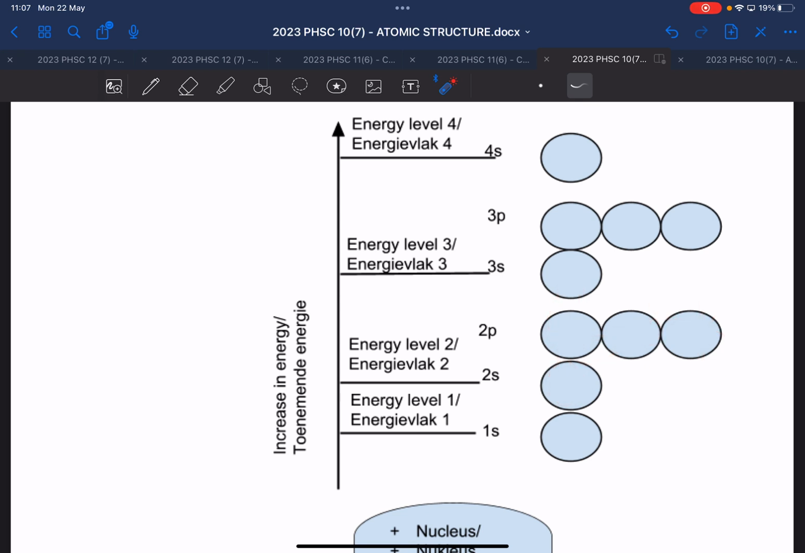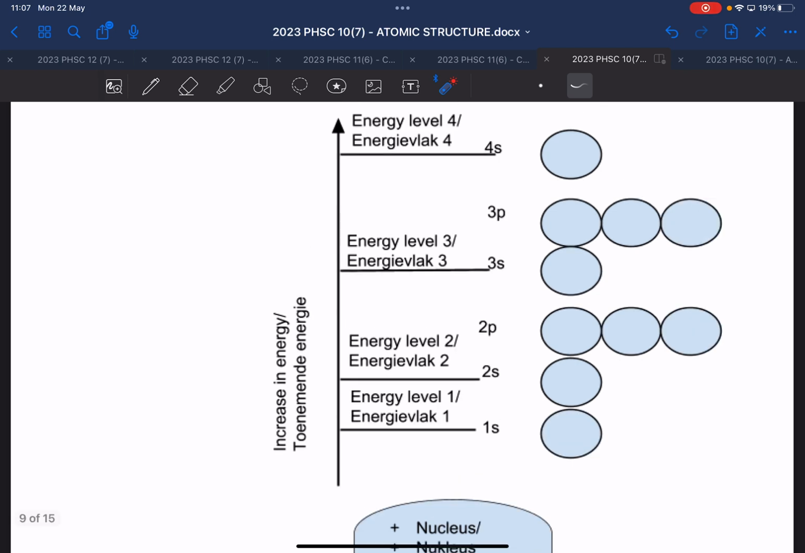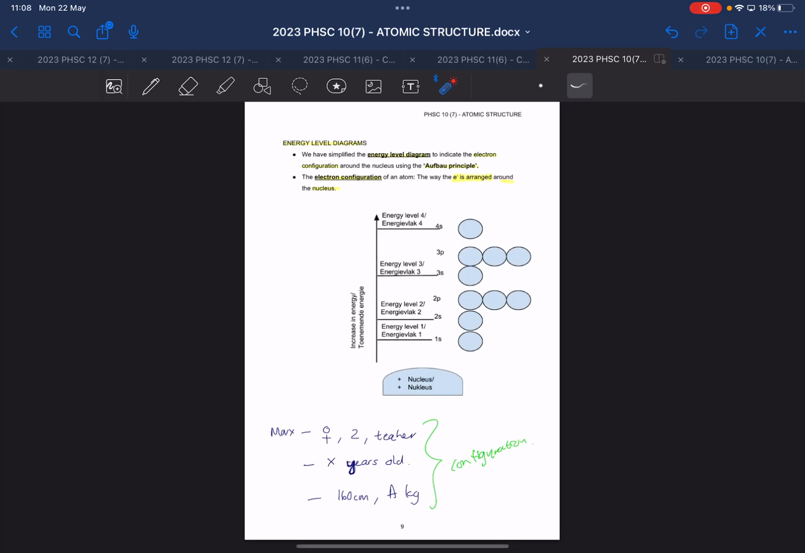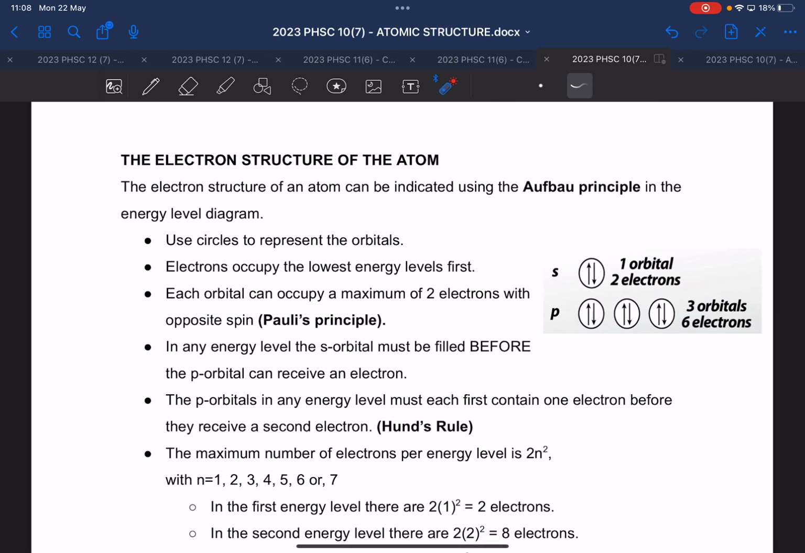The energy level close to the nucleus is the lowest. The further away it goes from the nucleus, the more excited the electrons become, the higher the energy becomes. So the electrons here move much faster than the electrons there. Are you with me? Now we're going to fill this in. We want to show where the electrons are situated, and we're going to do that with the help of the following on the next page.